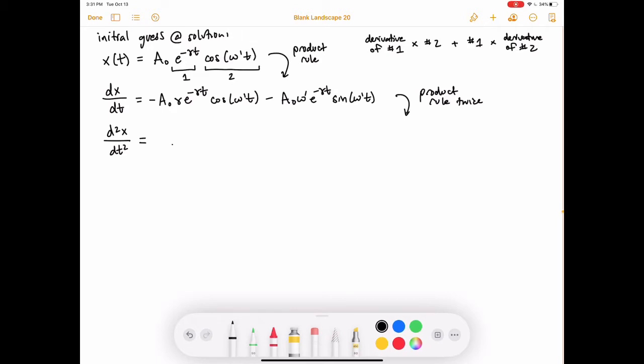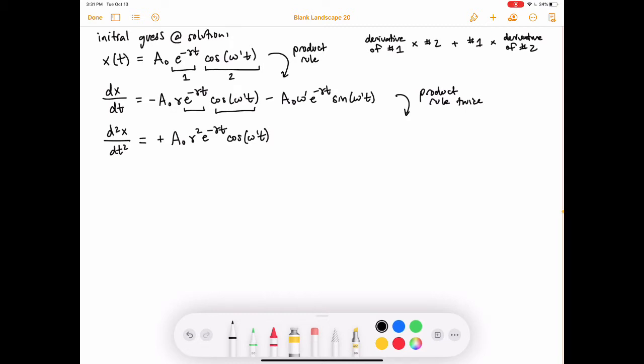We have minus a naught times gamma out front already. And then if we take the derivative of this first term, we're going to get another factor of minus gamma coming out. So we'll have gamma squared, and this minus sign will become positive. And then we'll have e to the minus gamma t. And then the second term, cosine omega prime t, is just left alone.